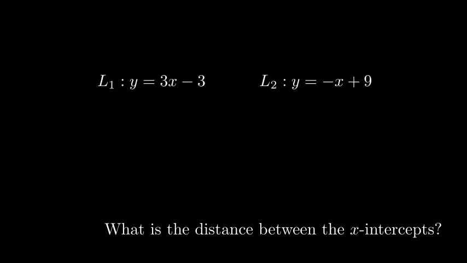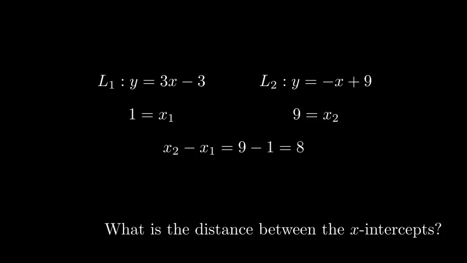So now let's find the x-intercepts. So remember, the x-intercept is the point on the line where the y-coordinate is equal to 0. So let's just plug in y is equal to 0 and solve for x. So the x-intercept for the first line is (1, 0), and the x-intercept for the second line is (9, 0). Since both these points are on the x-axis, the distance between them is just the difference between their x-coordinates. So all we have to do is 9 minus 1, and we get 8 as our final answer.